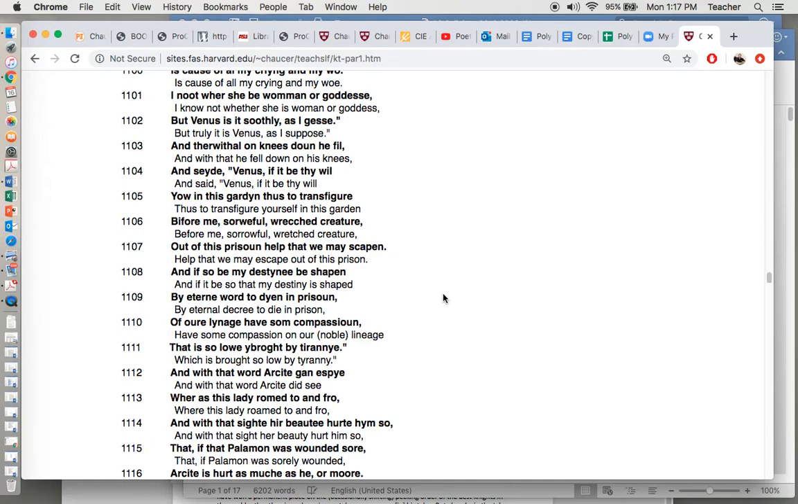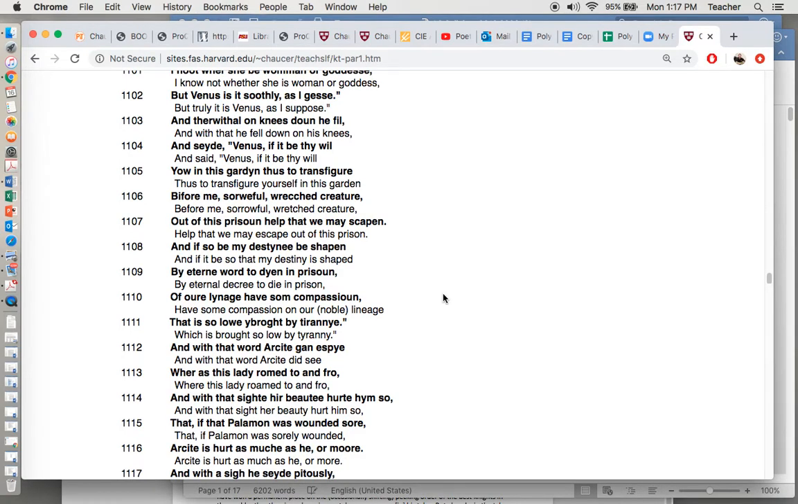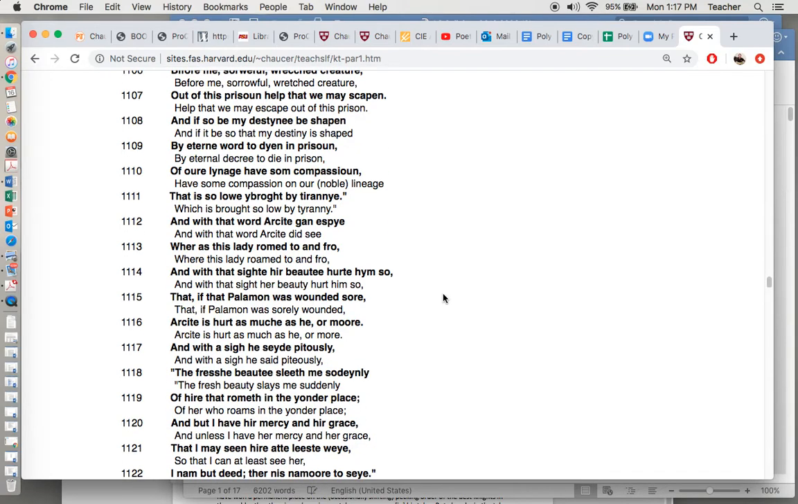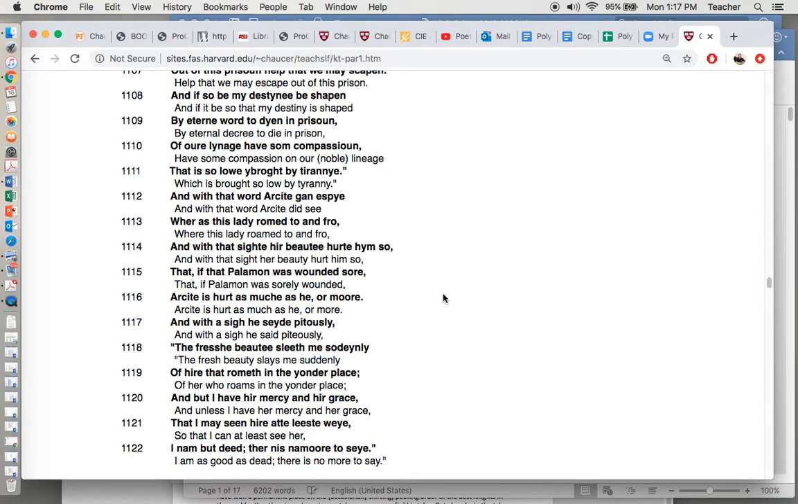And with that word Arcita gan espy whereas this lady roamed to and fro, and with that sight her beauty hurt him so, that if that Palamon was wounded sore, Arcita is hurt as much as he, or more. And with a sigh he said piteously, the fresh beauty slayeth me suddenly. And save ye have her mercy and her grace, that I may see her at the leaste wise, I nam but dead; there nis no more to say.